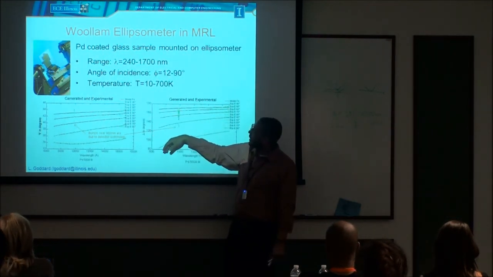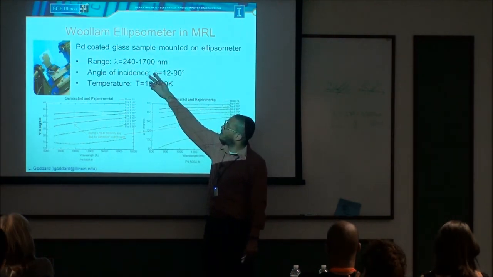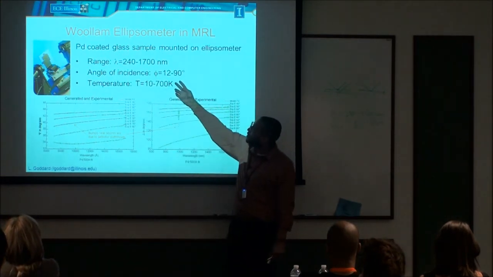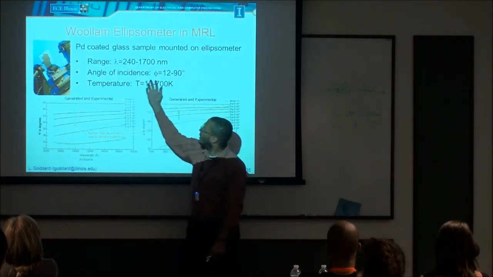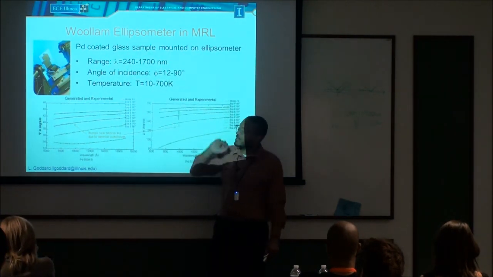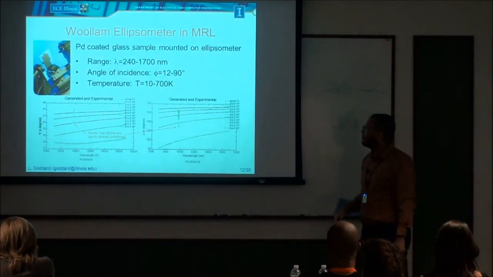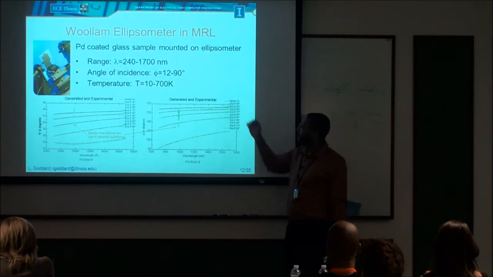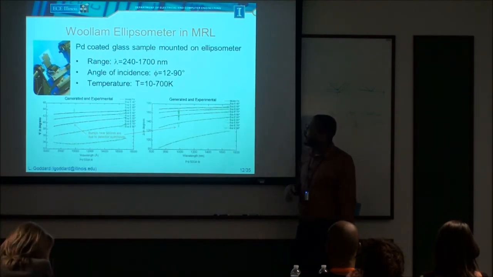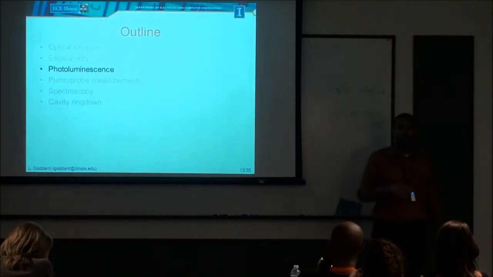So once you do this fitting, the setup has a tunable monochromator that covers 240 to 1700. You can measure angles of incidence from almost normal incidence to almost flat. And this is actually temperature dependent, so you can set it to run at different temperatures, from very low temperatures through room temperature and even at elevated temperatures. So from this, you can calculate n and kappa from that fit. That's the general idea with ellipsometry.